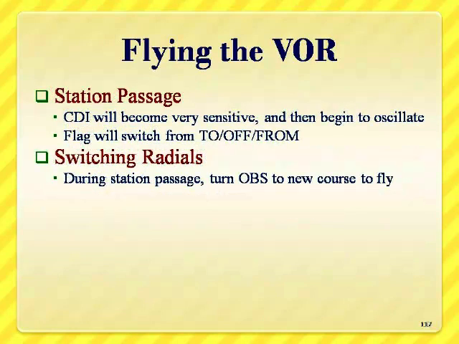Station passage: the CDI will become very sensitive and then begin to oscillate. The flag will switch from to, off, and from. And switching radials: during station passage, turn the OBS to the new course to fly.